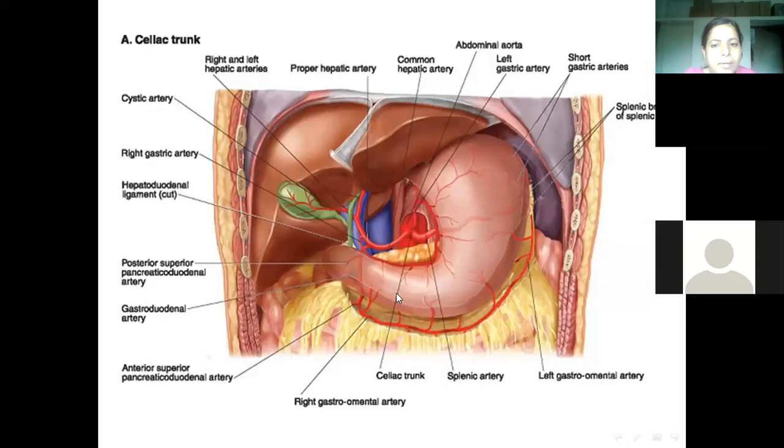Okay, so again here in this picture we are seeing from the abdominal aorta celiac trunk is shown. This is left gastric artery. This is splenic artery which is running on the upper border of the pancreas and going into the spleen. This is our hepatic artery. This is gastroduodenal. Right gastroepiploic, left gastroepiploic. We have right gastric, left gastric, short gastric arteries. All these arteries are supplying the stomach.